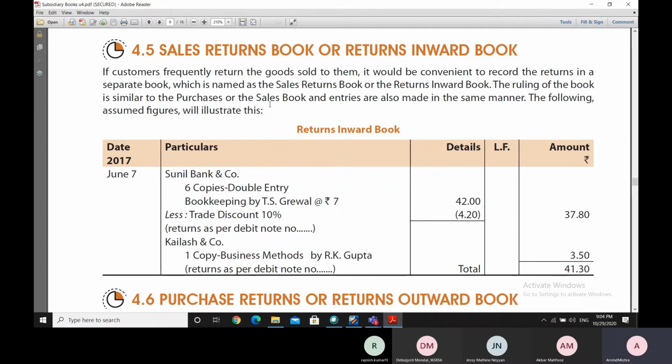We have already discussed the purchase book and the sale book. And we had seen that the credit sales and the credit purchases are entered in those books, and those purchases or sales which are not credit sales or purchases will be entered in the cash book or they will be entered in the journal.